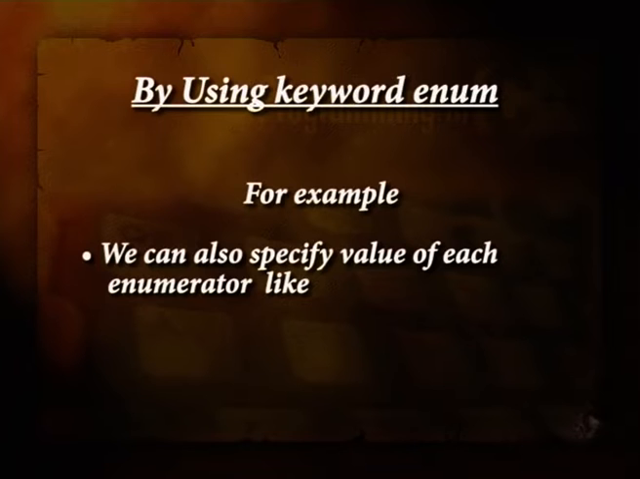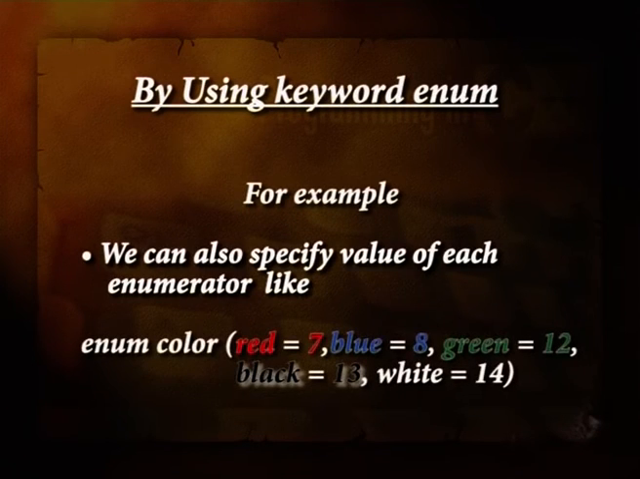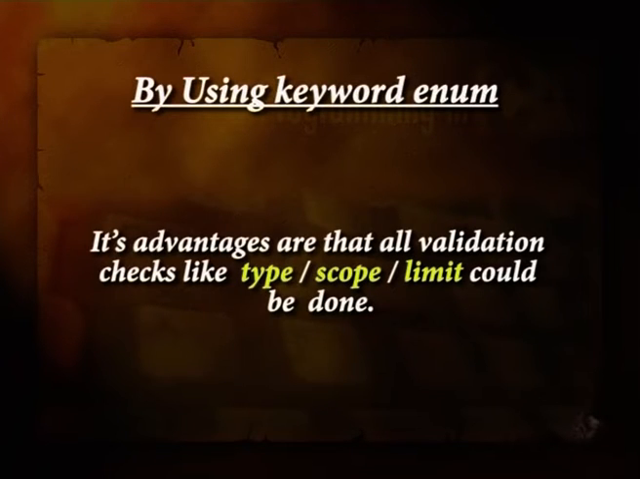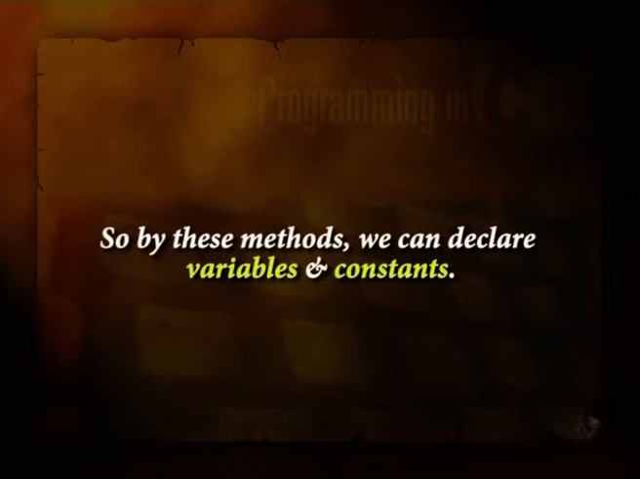We can also specify value of each enumerator like enum color. In this case, red will have a value 7, blue equal to 8, green equal to 12, black equal to 13 and white as 14. Its advantages are that all validation checks like type, scope, limit could be done. So, by these methods we can declare variables and constants.